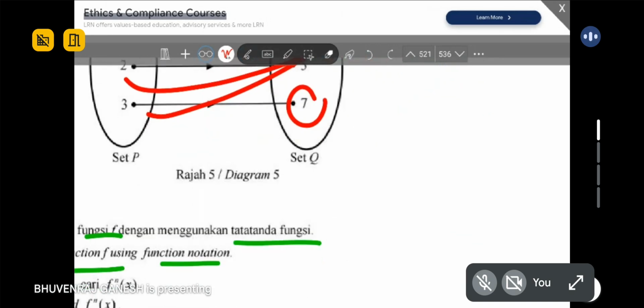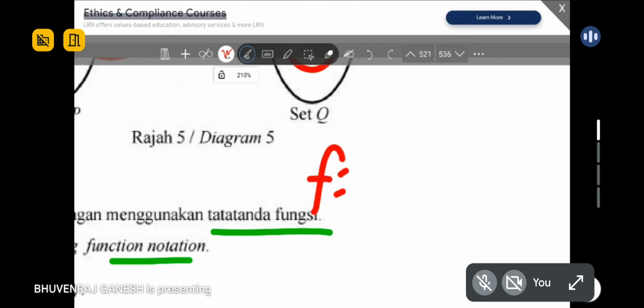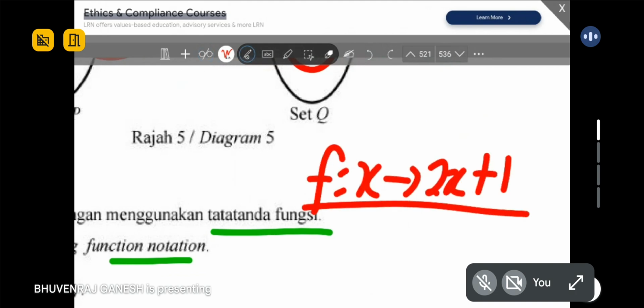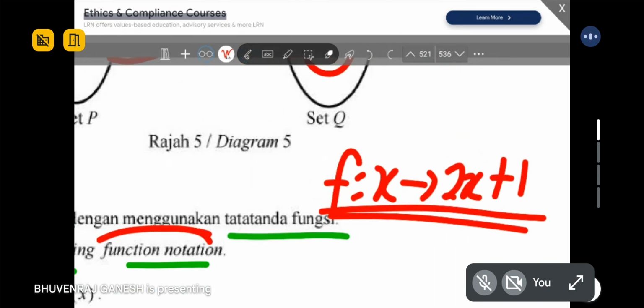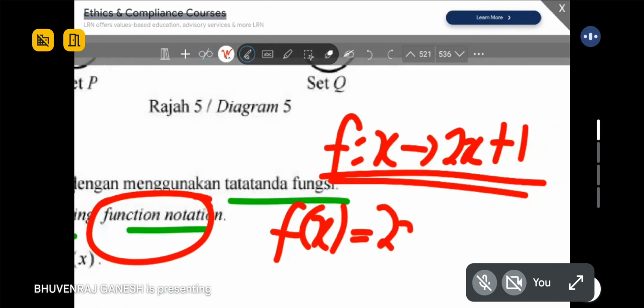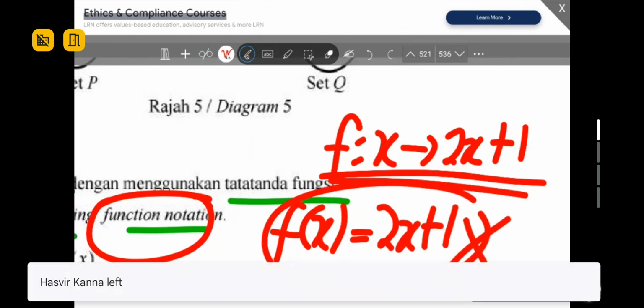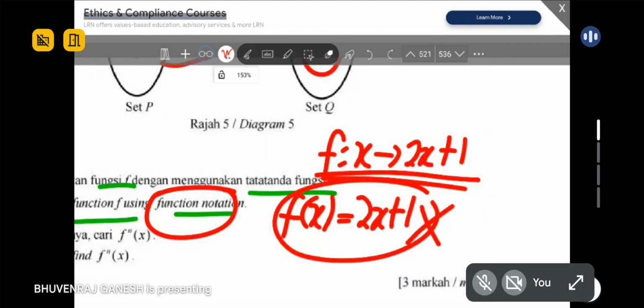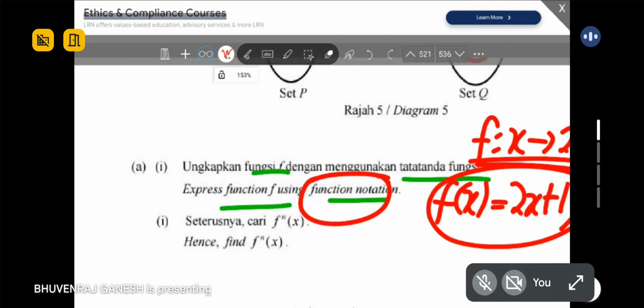Okay, so function notation, remember, guys, tatanda fungsi, you must write your answer like this. Must be in this format. Because the question specifies function notation, tatanda fungsi. So if you write your answer like this, it's wrong. Tulis macam ni, confirm salah. Although your answer is correct, it's still wrong. Because this is not function notation. Okay? Can? Jelas? So this one is just answering technique.